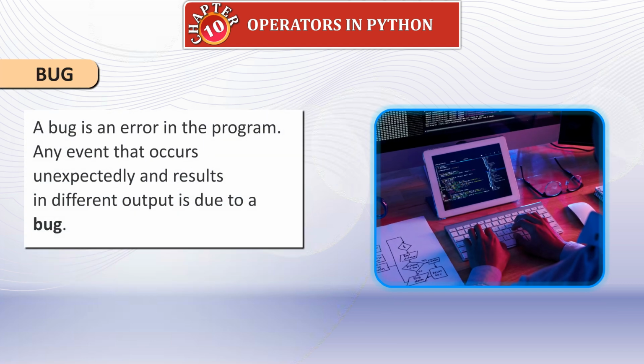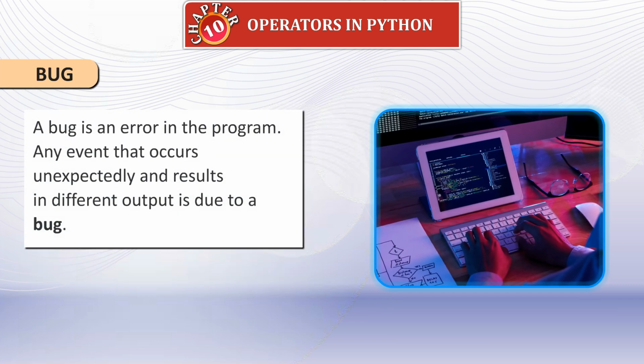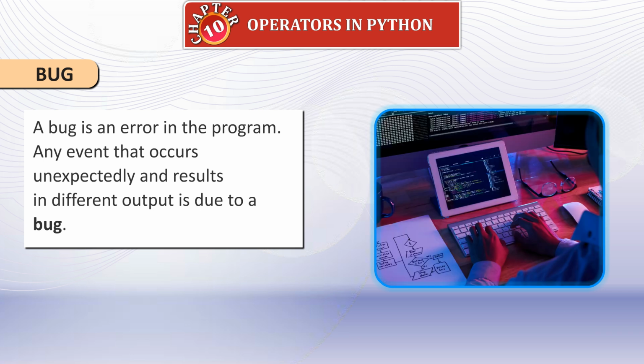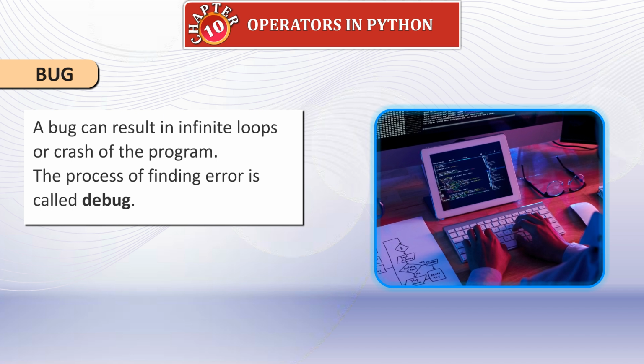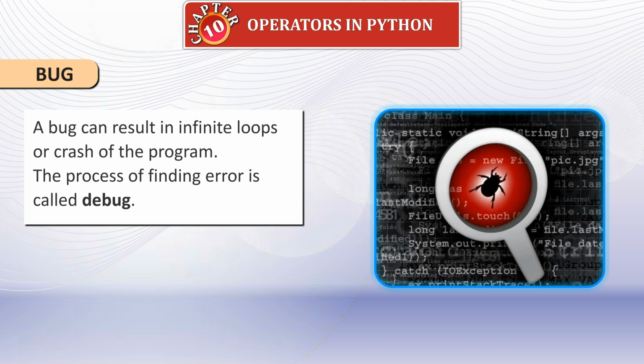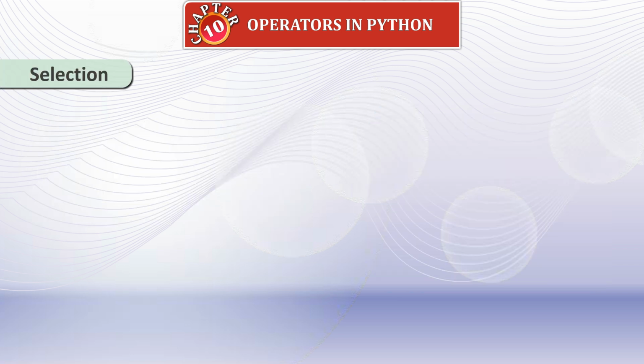Bug. A bug is an error in the program. Any event that occurs unexpectedly and results in different output is due to a bug. A bug can result in infinite loops or a crash of the program. The process of finding errors is called debugging.